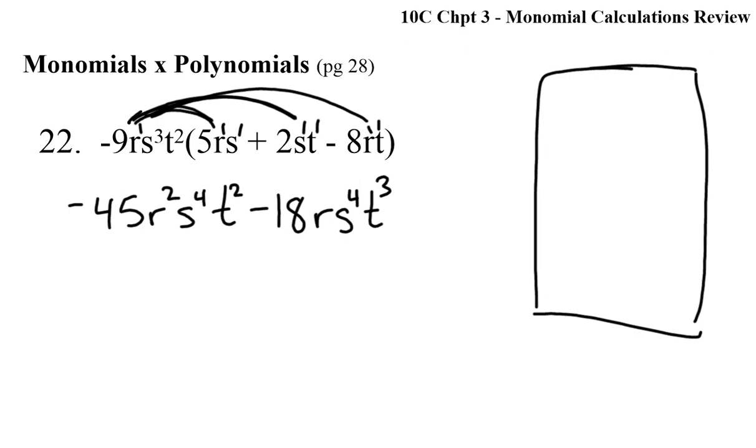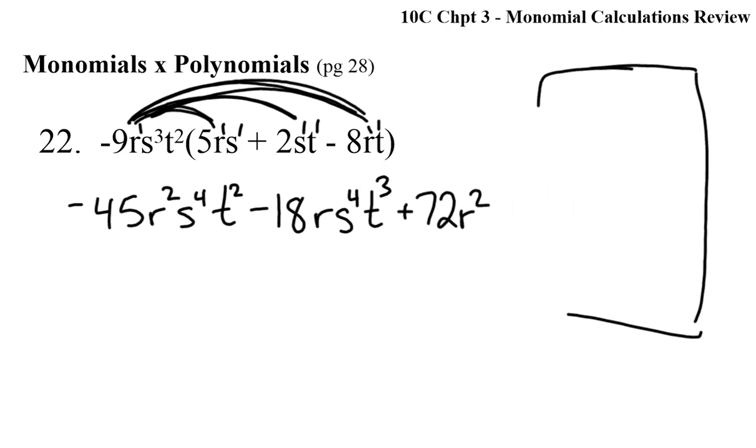And the last multiplication, monomial negative 9rst blah, blah, blah, times the negative 8rt. Negative times negative, watch your signs. Positive 72. r times r is r squared. s cubed times nothing is just an s cubed. And t squared times t^1 is t cubed.